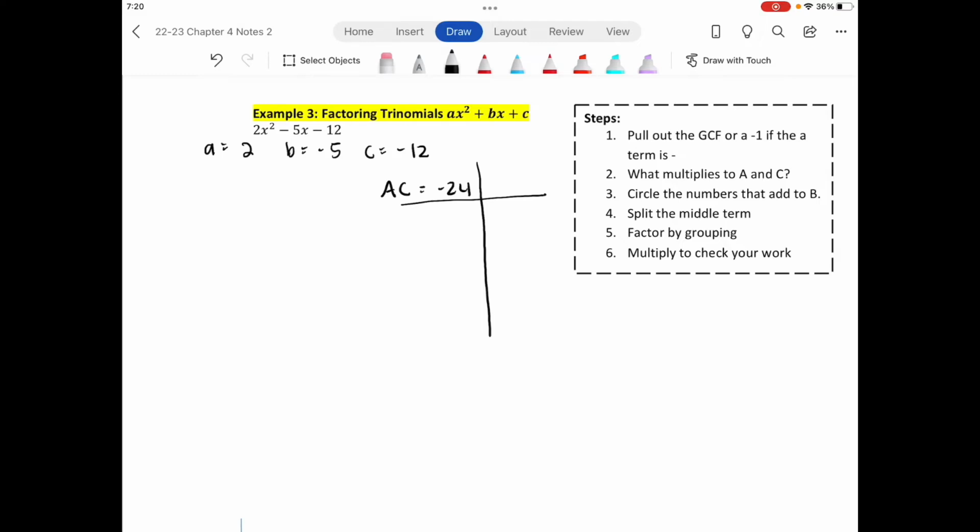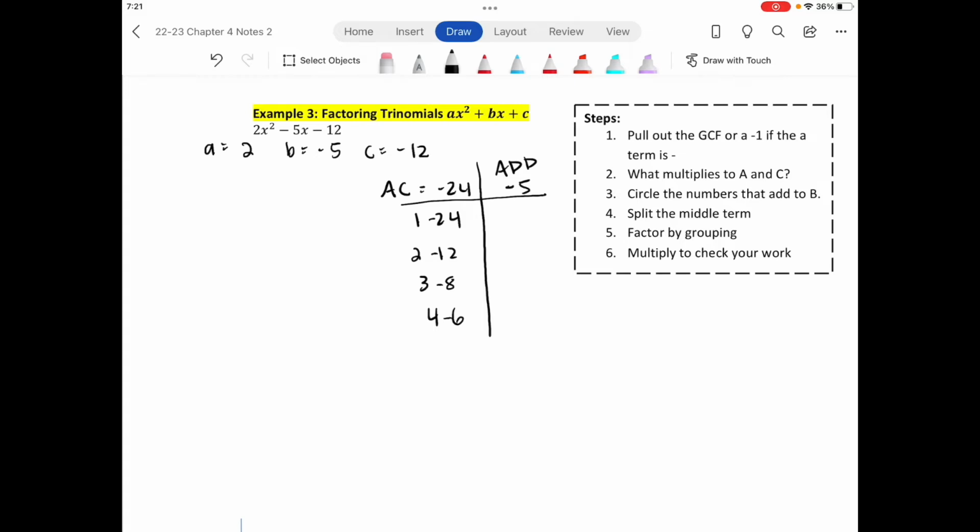If we treat it like a positive just for a second, we're going to do 1 times 24, we could do 2 times 12, 3 times 8, or we could do 4 times 6. To determine which set of these numbers we're going to use, we need to decide which of these are then going to add to our b term, which is negative 5. Now we need to address the negative. If we need to multiply to a negative 24, one of these numbers has to be negative in each pair. And since we're trying to add to a negative number, we need the larger number to be negative, so our ending result is negative.